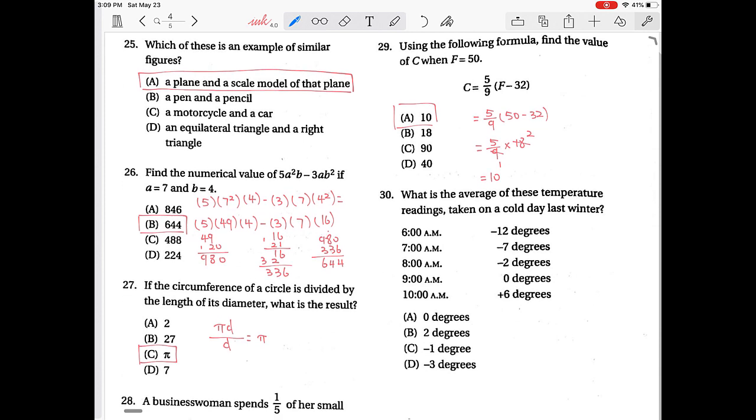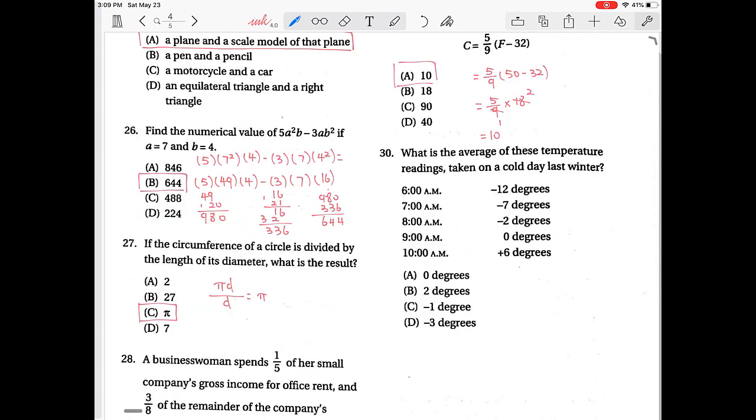Number 30. What is the average of these temperature readings taken on a cold day last winter? Again, average will be the sum of degrees divided by number of days. So -12 minus 7 is -19. -19 minus 2 is -21. 0 doesn't change anything. -21 plus 6 is -15. And here we're looking at 5 days in total. -15 divided by 5 is -3. And that is option Delta.